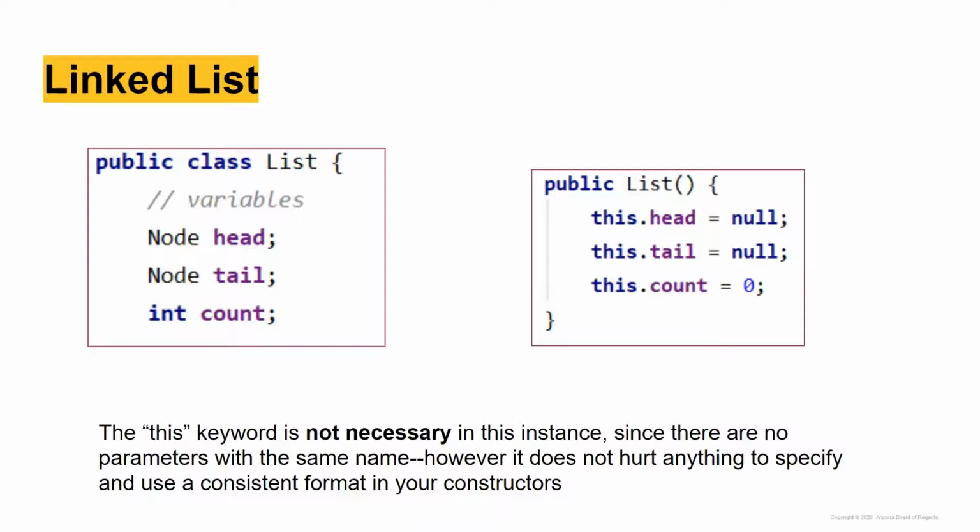And just a little bit of a disclaimer, this keyword is not entirely necessary in this instance because there's no parameters with the same name as the class variables, which is why we use the this in the first place. However, I think it's good to be really clear with your code to make sure that people understand that when you say this.head, you mean the head variable for that object, not the head variable of the class in general, and so on and so forth for tail and count.